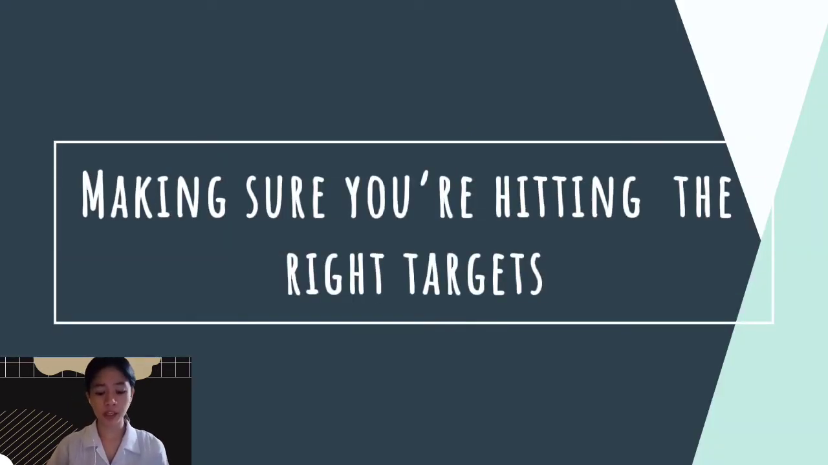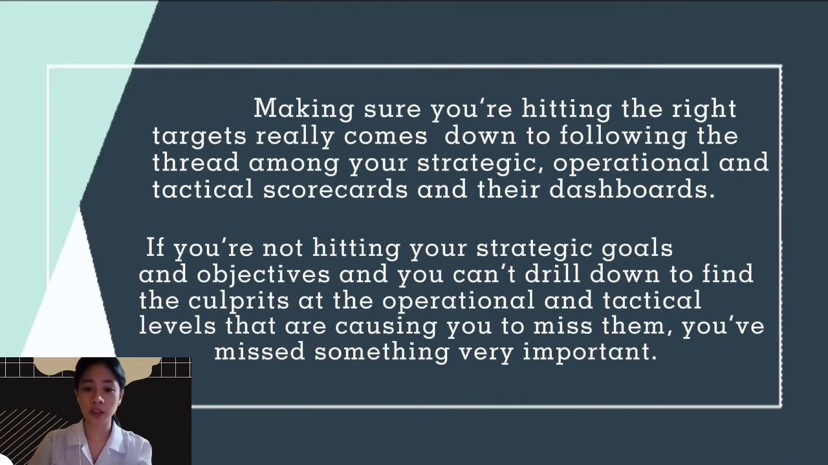The next is making sure you're hitting the right targets. Making sure you're hitting the right targets really comes down to following the thread among your strategic, operational, and tactical scorecards and their dashboards. If you're not hitting your strategic goals and objectives, and you can't drill down to find the culprits at the operational and tactical levels that are causing you to miss them, you've missed something very important.